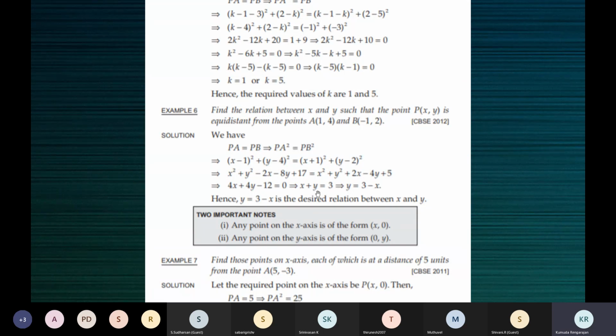So I said leave the answer like this. X plus y minus 3 is equal to 0. Write it as a linear equation in the standard form.